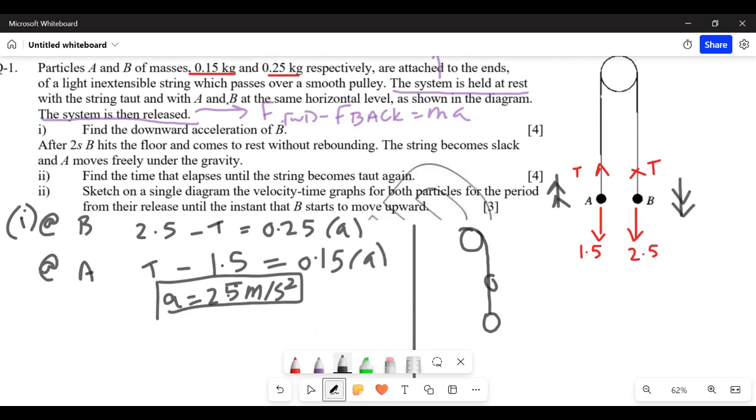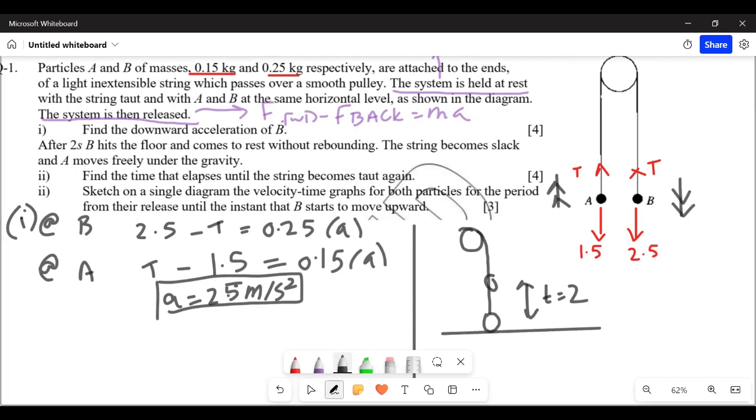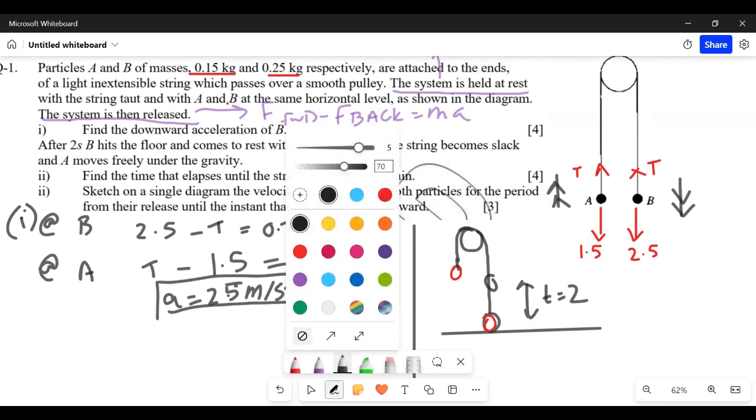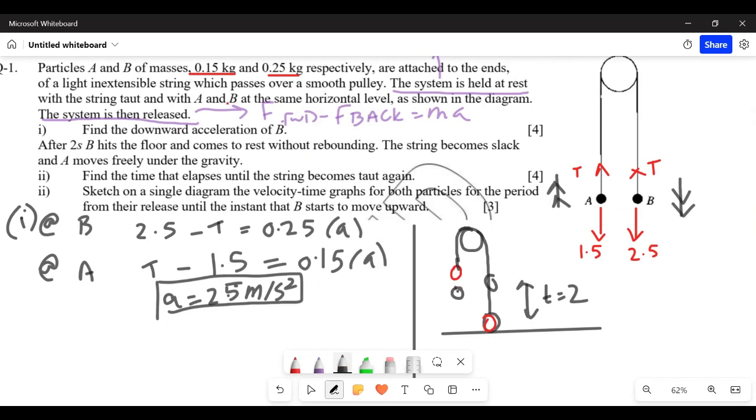So it was here initially, and then within t equals 2 seconds, it hits the ground. Okay. So when it hits the ground, the particle is, let's say, here, because it got pulled up. Again, it took the string, or the particle, 2 seconds to move from here to here, from its original spot to the new height.